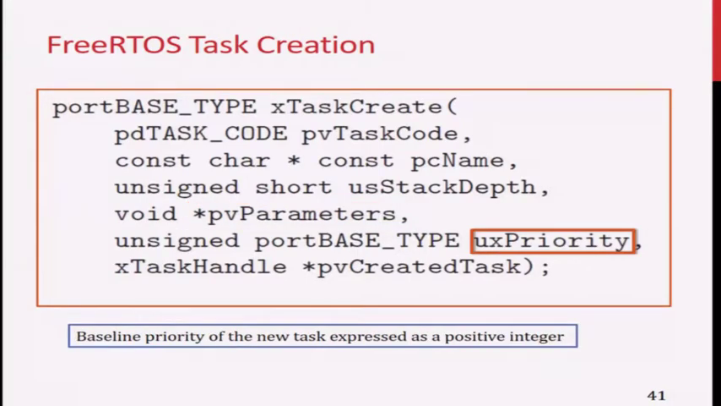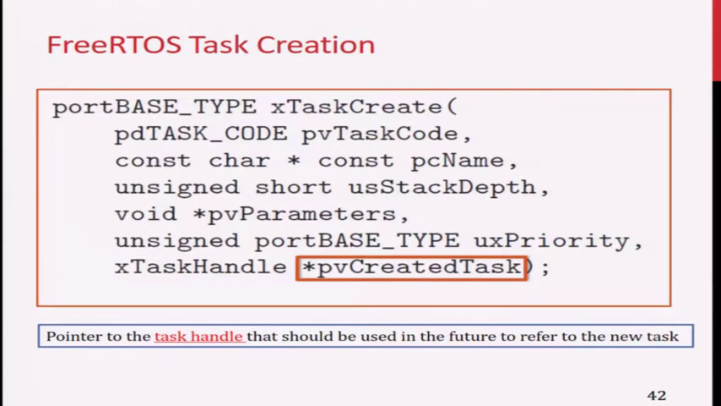This one is important, the priority. Again, this priority is very important in deciding who the scheduler will pick to run. And then finally, the pointer to the task handle that can be used in the future.